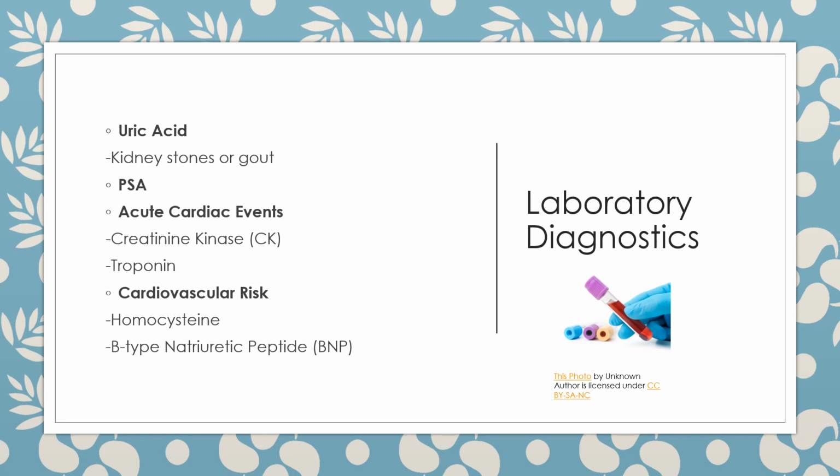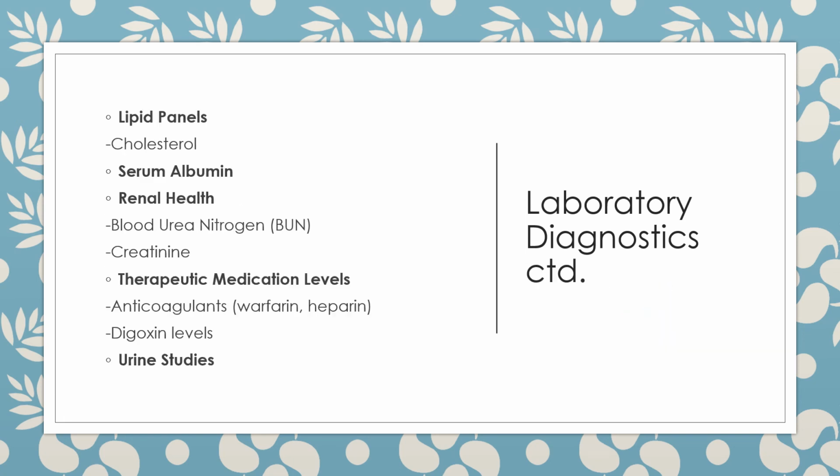B-type natriuretic peptide, or BNP, is created by heart ventricles in response to excessive stretching, such as heart failure. BNP levels are often used to monitor the effectiveness of treatment in heart failure. Dyslipidemias and elevated levels of triglycerides have been found to be health risks and are major predictors of coronary heart disease. Lipid panels are usually conducted for the management of statin therapy.